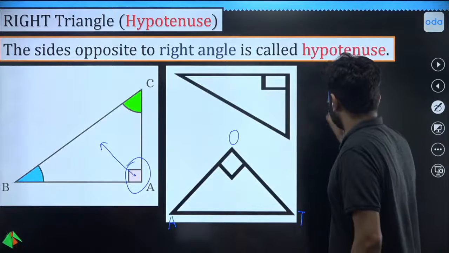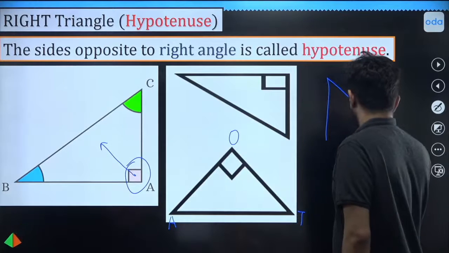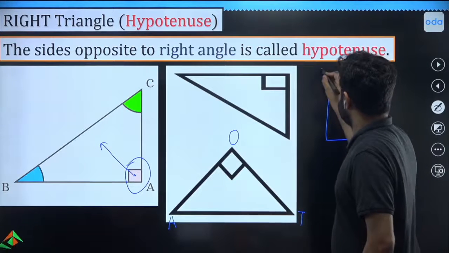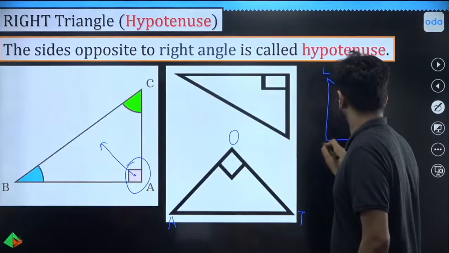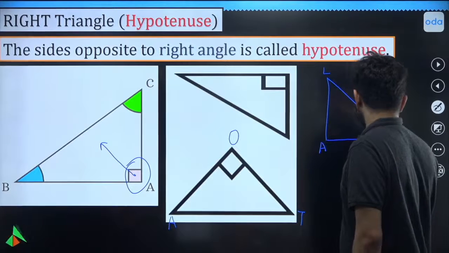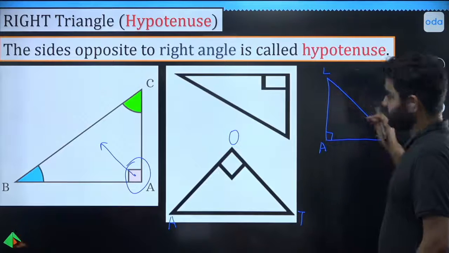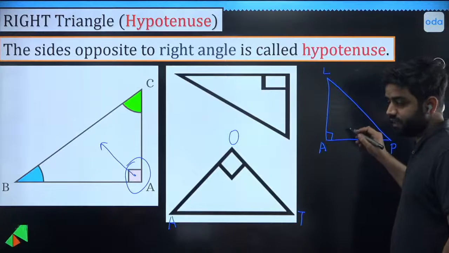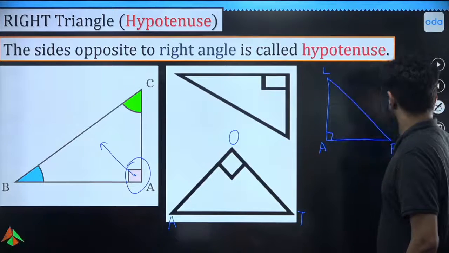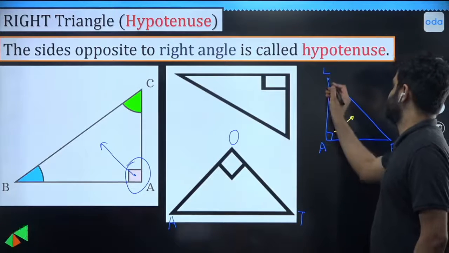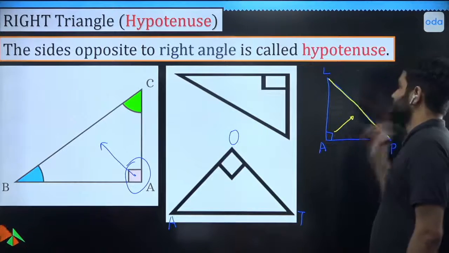Now let's try one more. This is the given right angle triangle with the name LAP. The triangle name is LAP, and at A it makes 90 degrees. So if I ask you what will be the hypotenuse, the side in front of 90 degrees will be the hypotenuse. So what will be the side in front of 90 degrees? Angle A is 90. So LP will be our hypotenuse.